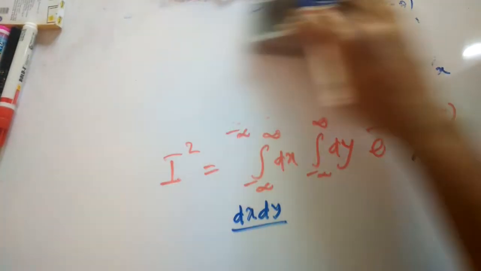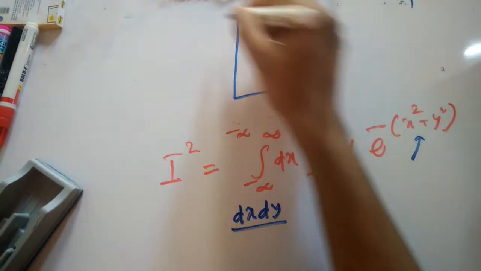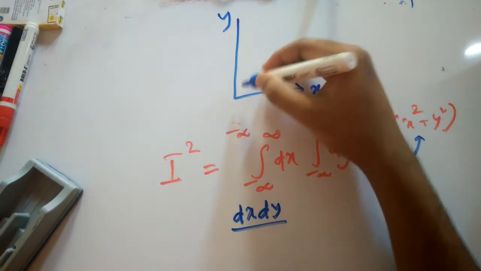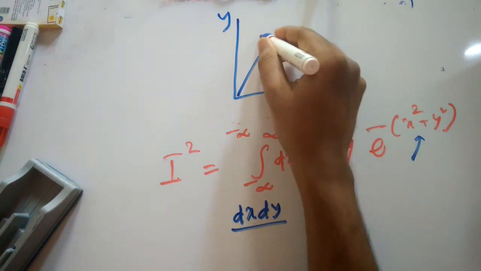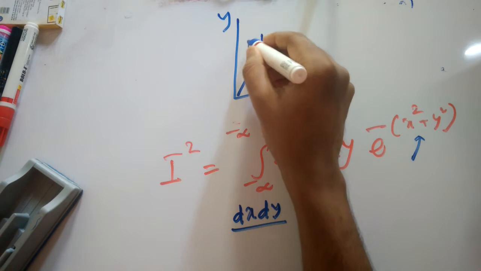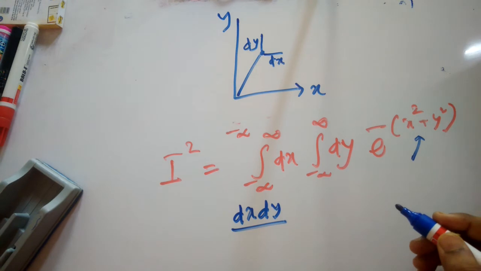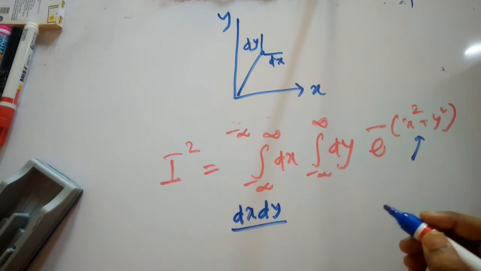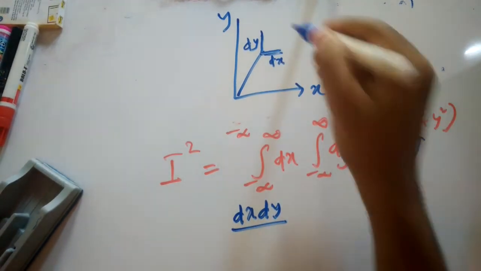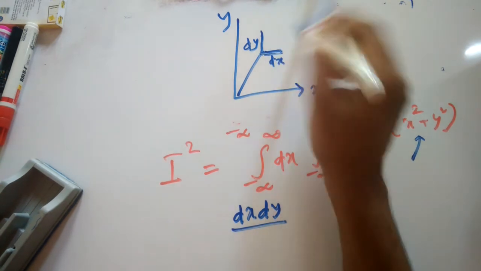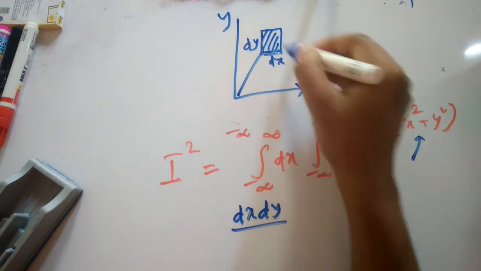That we need to know, and you probably know it also. This is x, this is y, and there is a point (x, y), and there is a small change in x and a small change in y. This is dy and this is dx. Just for better visual understanding, I draw it on a larger length scale, but it is actually a very small element. So this is dx and dy, and this area is dx times dy.